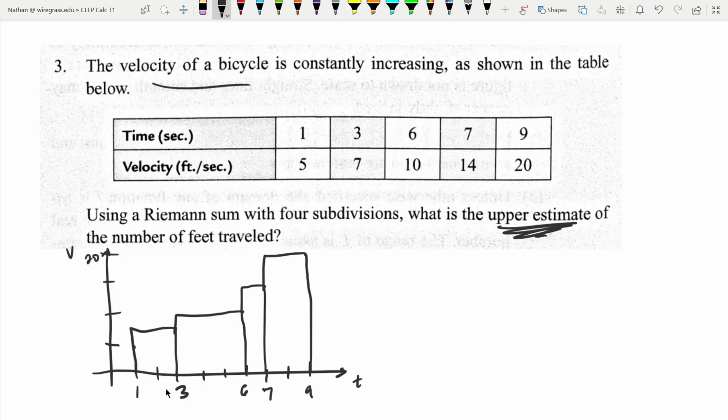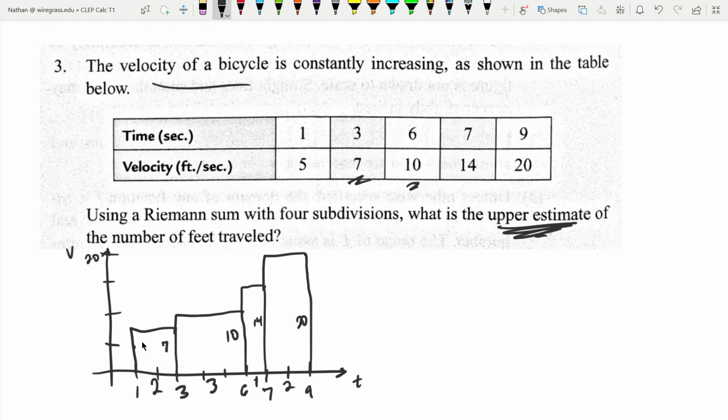Now we just need to find the area of these rectangles. We have a base of 2 and a height of 7. We have a base of 3 and a height of 10. I'm just using these 7, 10. The next one's going to be a width of 1 here, and then a height of 14. And a width of 2 and a height of 20.